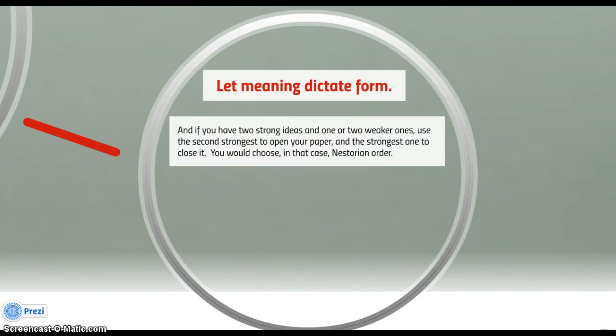And then there's Nestorian. If you've got two strong ideas and one or two weaker ones, open your paper with your second strongest, then use the very strongest to close it. That would be Nestorian order. So you have some options. It's a good idea to get as much information as you can about these different organizational patterns and master them. Practice. And I'm going to show you in the next few days how to practice working with these patterns and how easy it can be to choose something that's going to make your paper stronger.